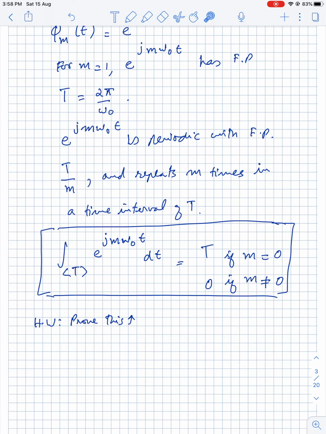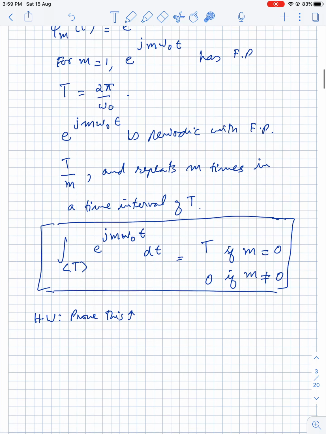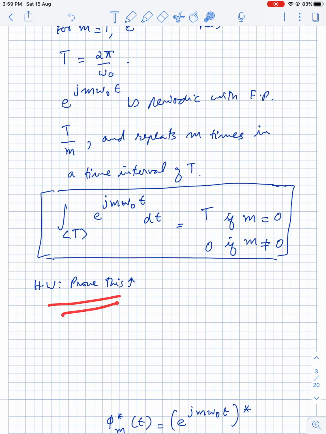One thing to remember is, if you integrate this over a period T, you will get T when m is equal to 0, or 0 when m is not equal to 0. You can just keep this in mind. As a homework, you can try to prove this.